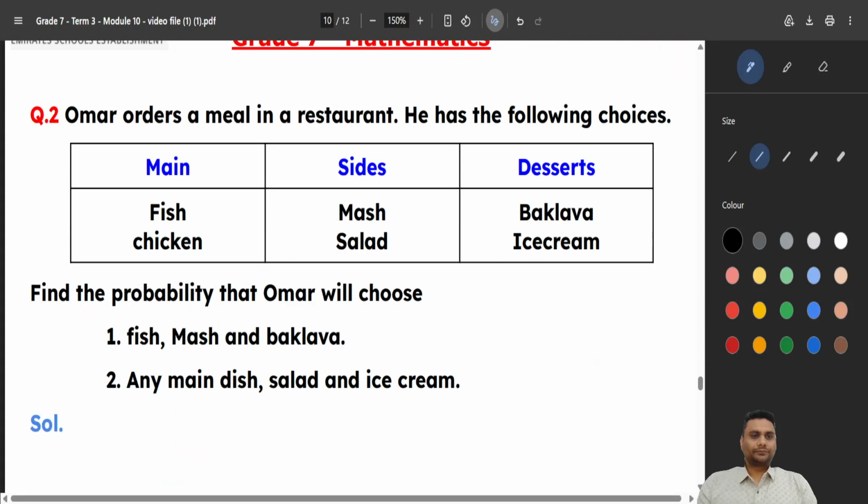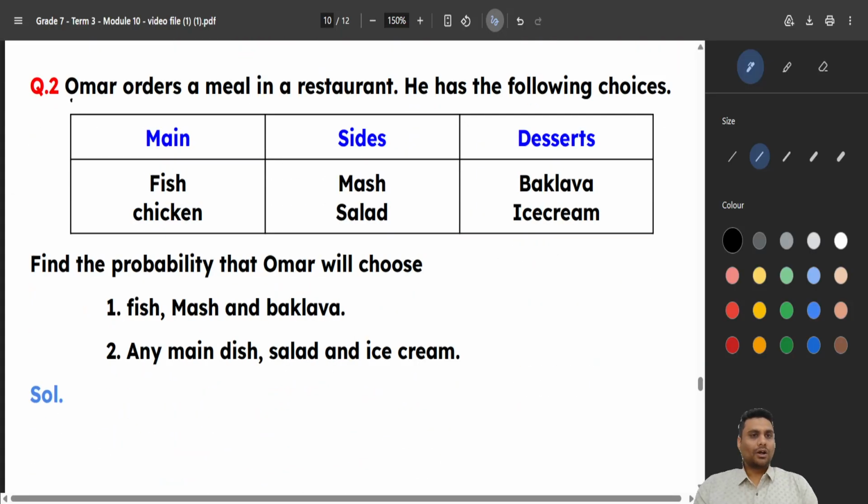Next question. Omar orders a meal in a restaurant, okay? He has the following choices. Now this time three events are given. He can choose a main dish, one side dish, and one dessert. Correct? So now if I ask you before doing anything, can you tell me how many total outcomes are possible here?